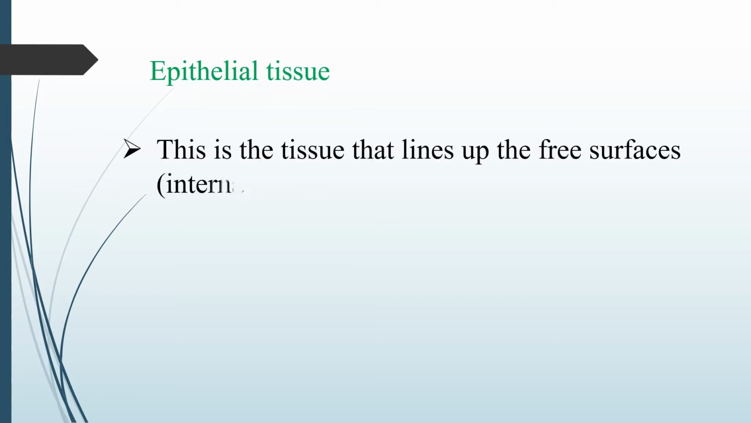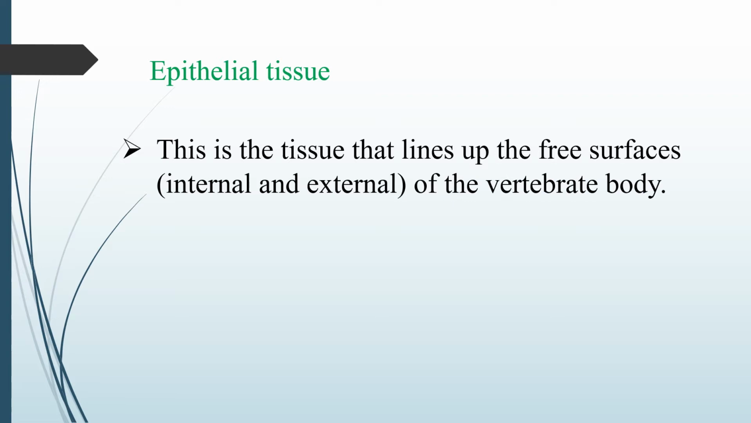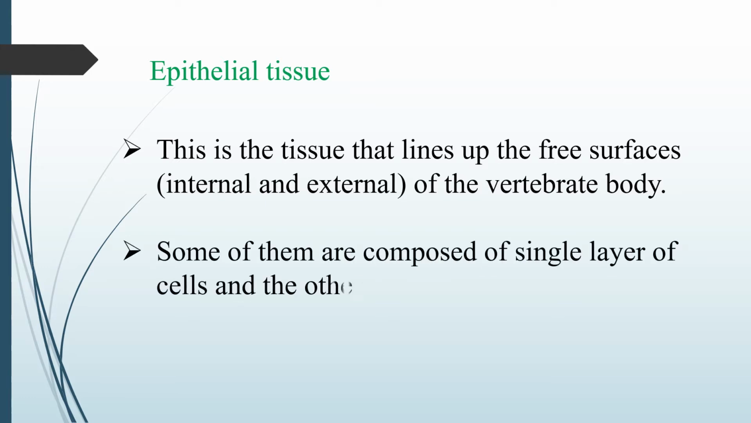Epithelial tissue. This is the tissue that lines up the free surfaces, that means internal surfaces or the external surfaces of the vertebrate body. Some of them are composed of single layers of cells and others are with several cell layers.